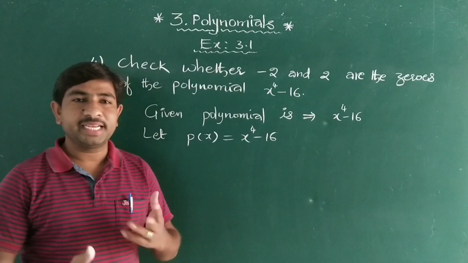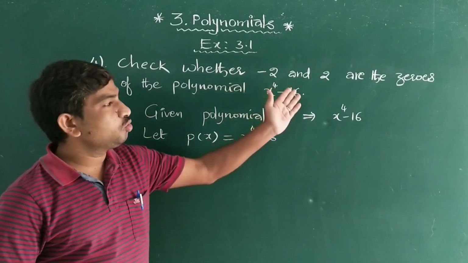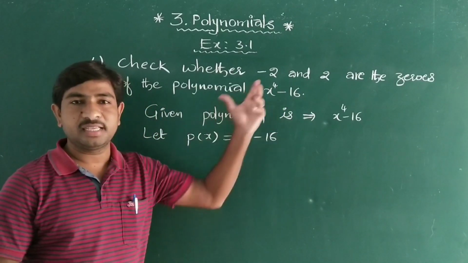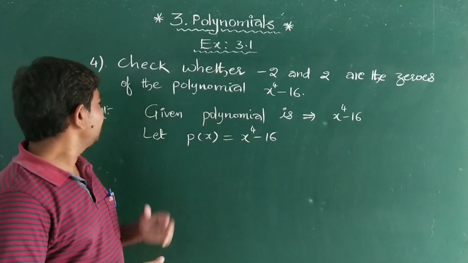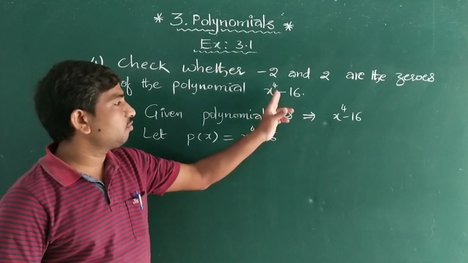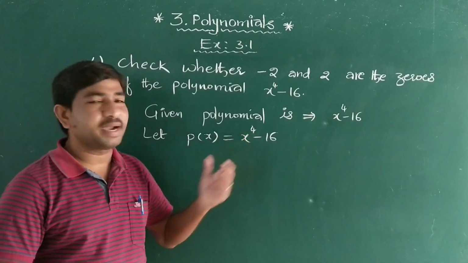Now see the next problem, the fourth problem. Check whether minus 2 and 2 are the zeros of the polynomial x power 4 minus 16. This is the given question. So what is the solution? The given polynomial is x power 4 minus 16. Let it be p of x is equal to x power 4 minus 16.